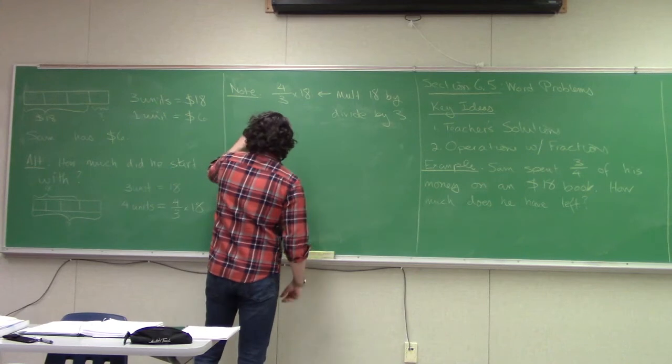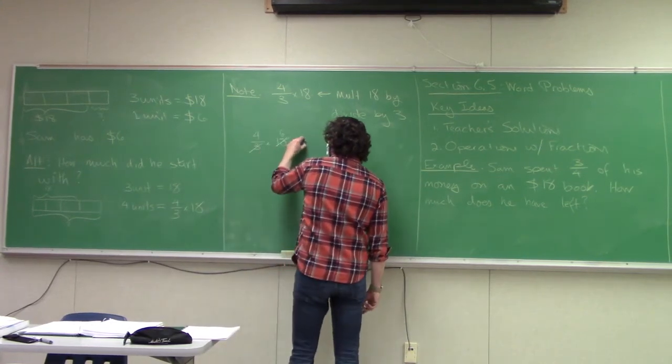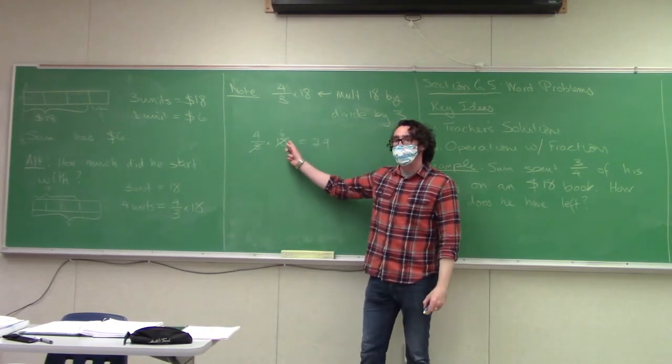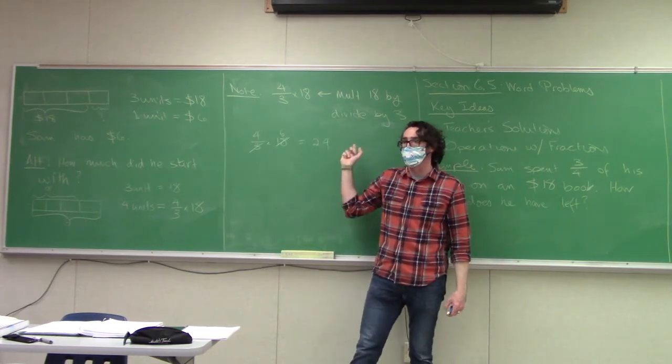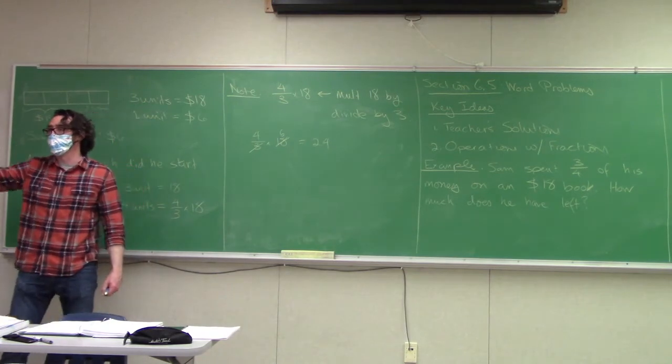So I would actually do 4/3 times 18. I would do the division first. 18 divided by 3 gives you 6. 4 times 6 is 24. Okay, either way, we get that Pete has $24.